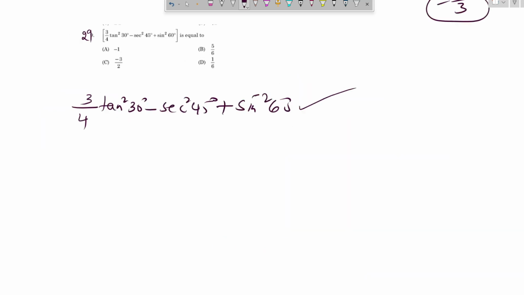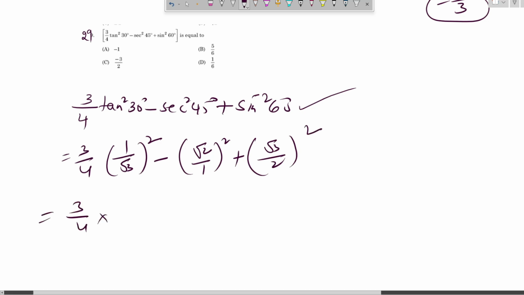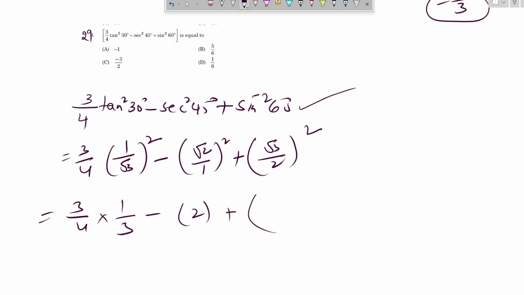Now in question number 29, they are asking to find out the value of 3 by 4 tan square 30 degree minus secant square 45 degree plus sin square 60 degree. Now tan 30 degree is 1 by root 3, so substitute it here. Secant 45 degree is root 2 by 1, so substitute here. And sin 60 degree is root 3 by 2, substitute. Now the square of 1 by root 3 is 1 by 3, the square of root 2 is 2, and the square of root 3 by 2 is 3 by 4.